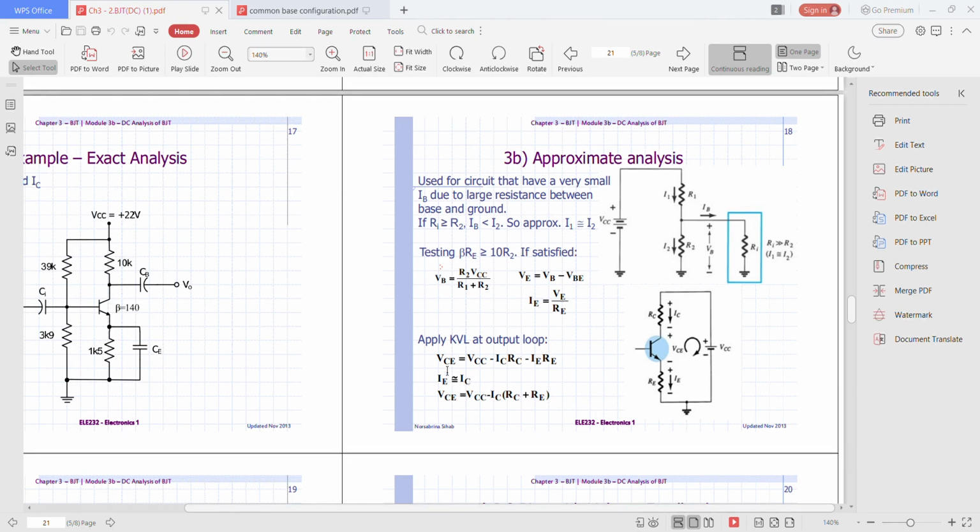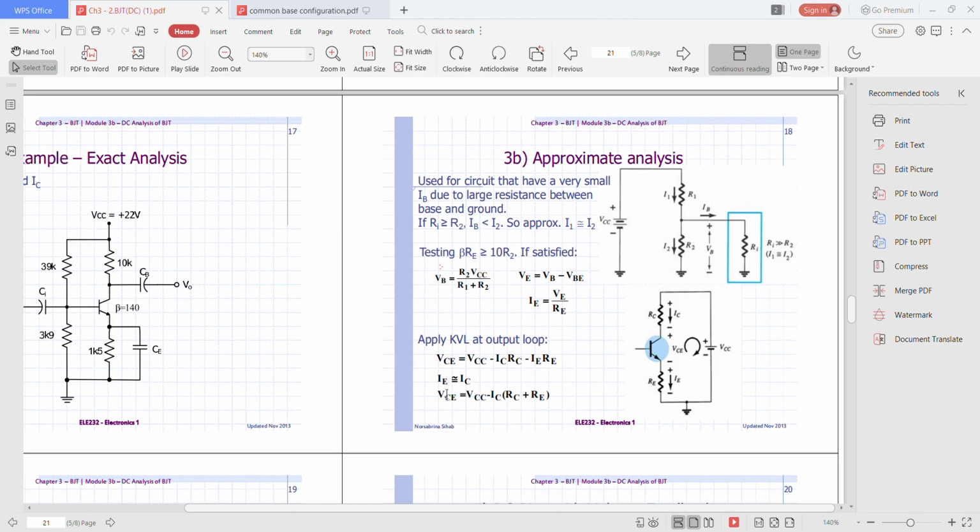So that is the input loop. Now we look at the output loop. From the output loop, the equation will be minus VCC plus IC RC plus VCE, plus IE RE. Remain VCE and move all the others to the other side. You will get VCE equals VCC minus IC RC minus IE RE.